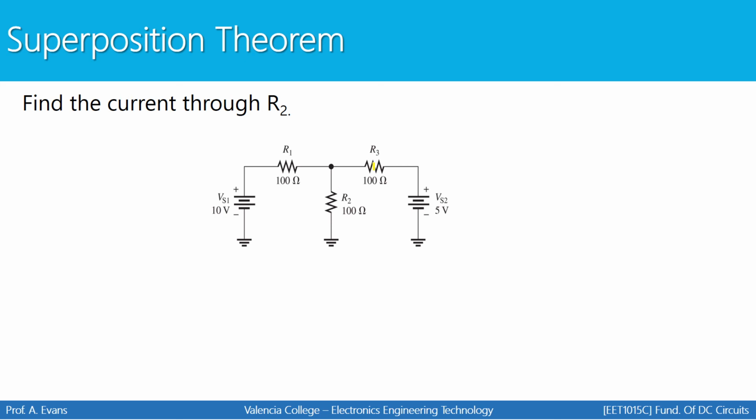So we can't really do anything with this circuit as is. At this point in the course, you have no tools with which to analyze a circuit like this that has 2 sources. The superposition theorem is your first tool that you're going to learn to help you figure out how to find the current through R2, given that there are 2 voltage sources in this circuit.